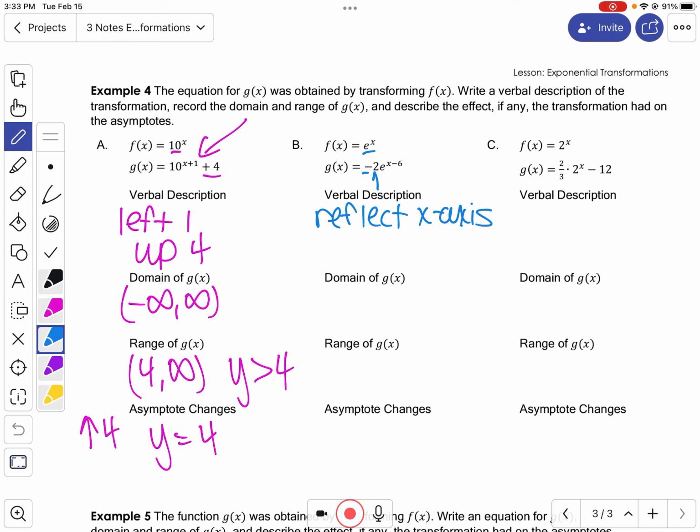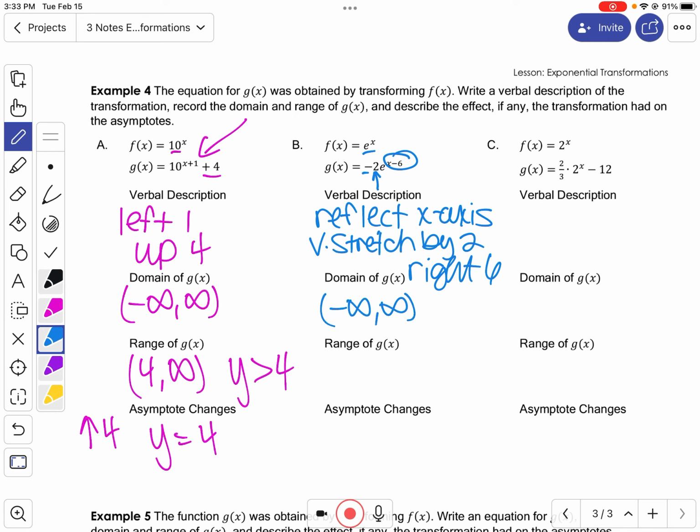Now notice that 2 is not the base. The base is e, so that will be a vertical stretch by 2. And then in the exponent, it says x minus 6, so it will go right 6. Domain's not going to change. Your range, notice it did not shift up or down, so the range should still be the same.